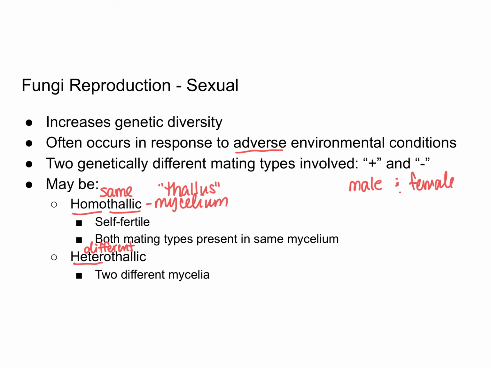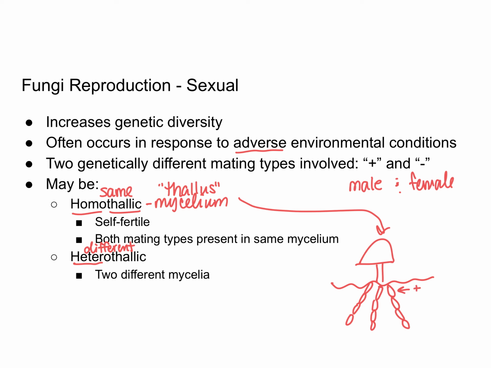So to kind of draw this out, let's look at the homothallic first. Remember, we've got our mushroom, and then we've got our hyphae underground. And these hyphae are making up the mycelium. Now, some of the cells in this mycelium might be the plus mating type, and some might be the negative mating type. And so homothallic fungi can essentially produce cells from these two different mating types that can merge together in order to form a cell that has the different types of genetics.